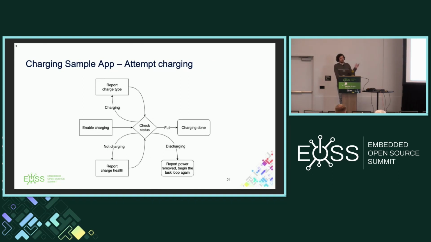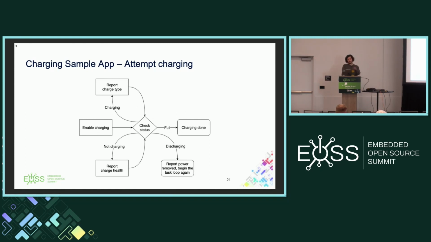So once you try and enable the charging cycle, the next thing you're going to want to do is check the status to see if you actually did end up charging. So there's 4 different ways that you can go from there. If you did end up charging and the charging device is reporting that you're charging, it's helpful to report the charge type, see what phase of that charge profile you're in, and then check it again. Again, this is just a sample application. It's not telling you how to write your own charging task loop. That's up to the developer. But this is just a generic how to get through a charge cycle loop.